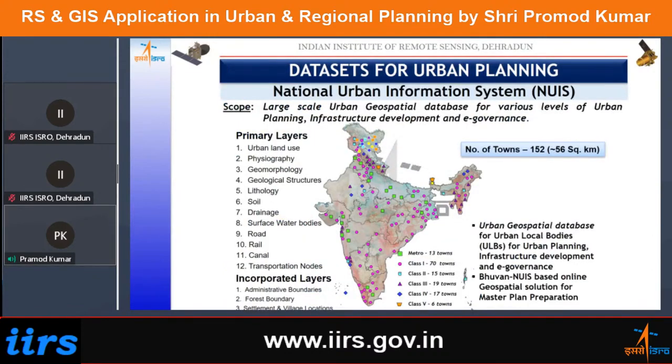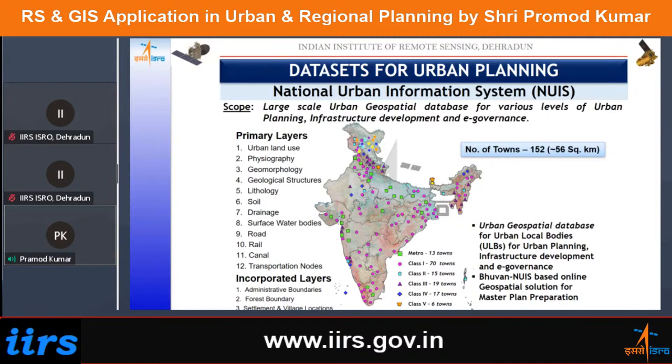We have also looked at the importance of all this ready-to-use data. There was a project undertaken almost a decade ago, and we have data available for 150 towns in the country. It was developed under the project called NUIS, the National Urban Information System, which aimed at creating datasets across 16 categories, out of which 12 were primary layers and 4 were incorporated layers for 150 towns. It was meant for building master plans for several cities in the country, and for e-governance purposes.